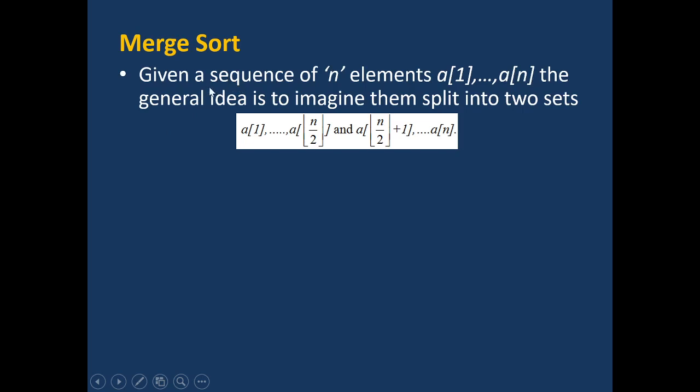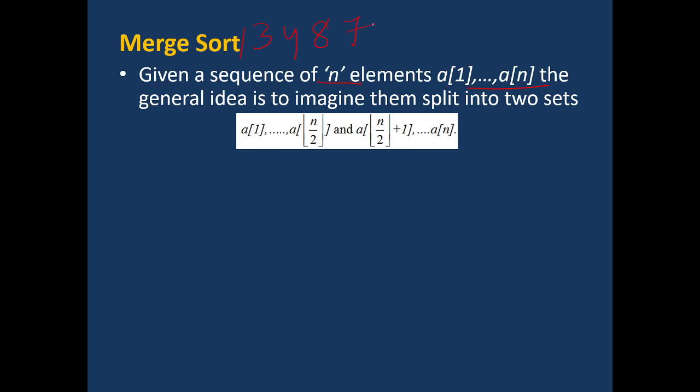Okay, we'll start. To do MergeSort, we'll have a list of n elements, written as a of 1 to a of n. It's a sequence of n elements, and to do MergeSort, generally what we do is divide the set of elements into two subparts. Suppose we have four elements, we'll divide them into two: 1 3 as one sublist and 4 8 as another sublist.